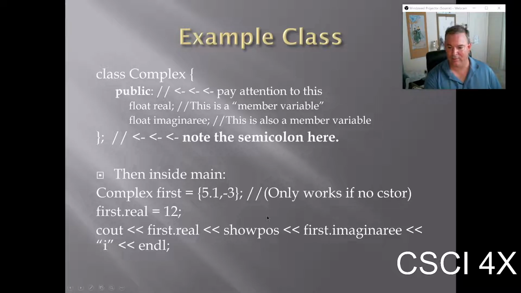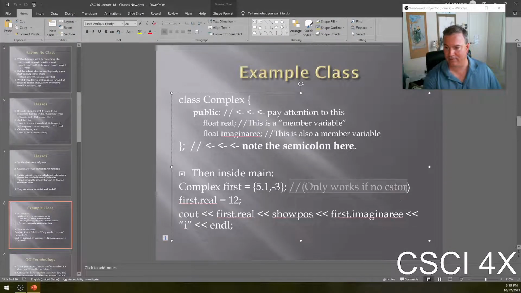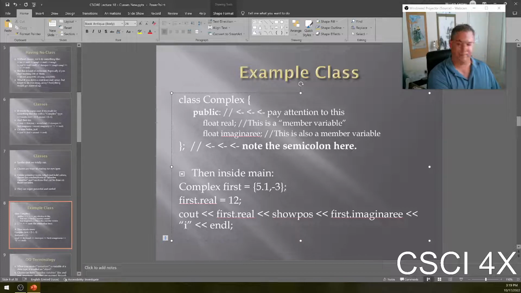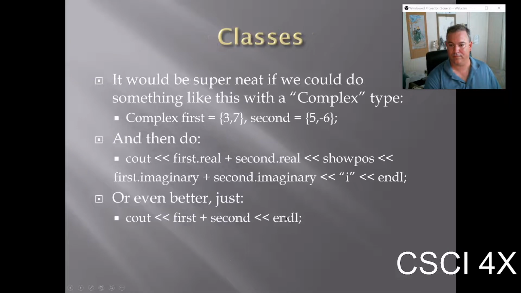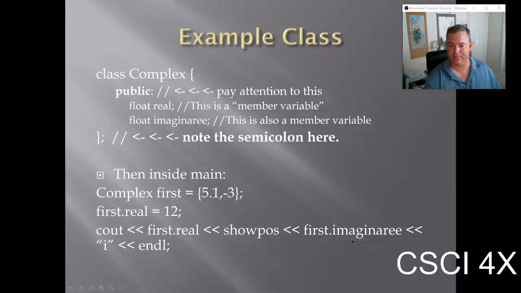Good. It'll then print the plus sign if it's positive. It's not. So this doesn't do anything in this case because it's a negative number. But then it's going to print out first dot imaginary. What is first dot imaginary? Delete this note here. We don't need you. A little complicated for now. -3 is correct. So this is going to print out 12 minus 3i. Okay.